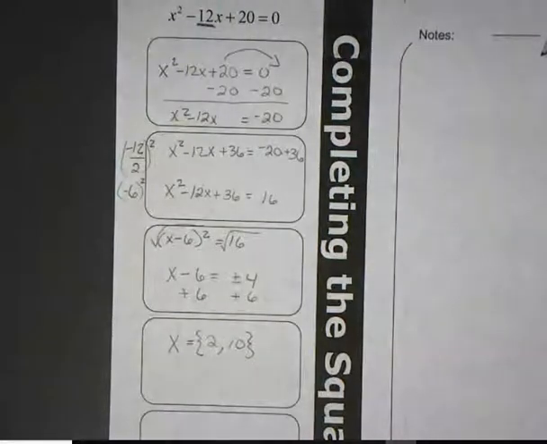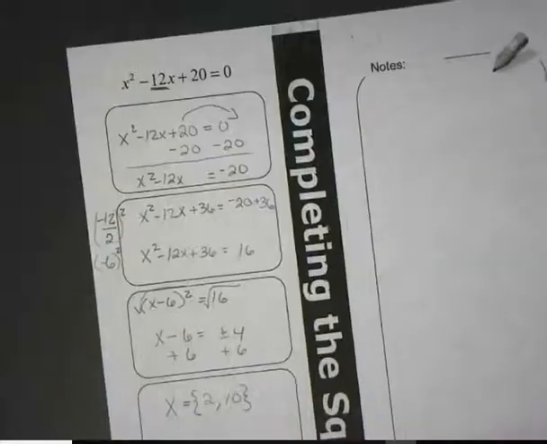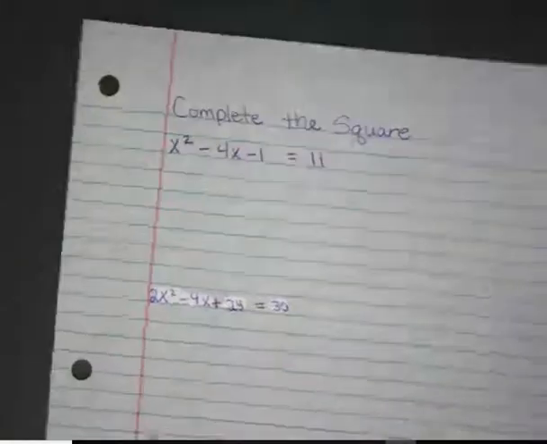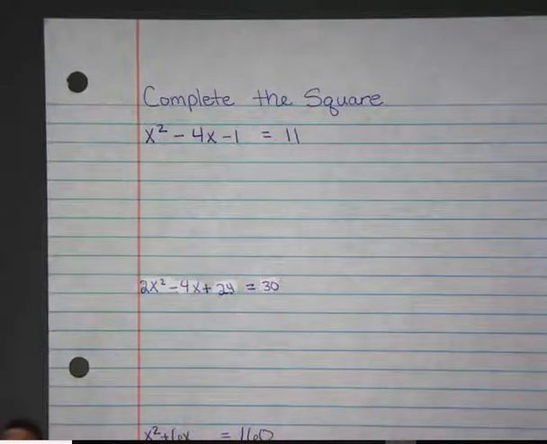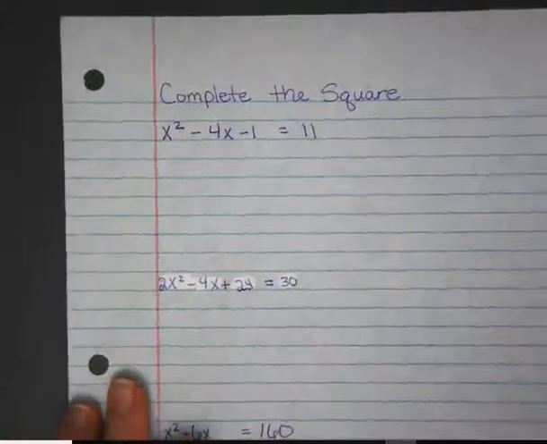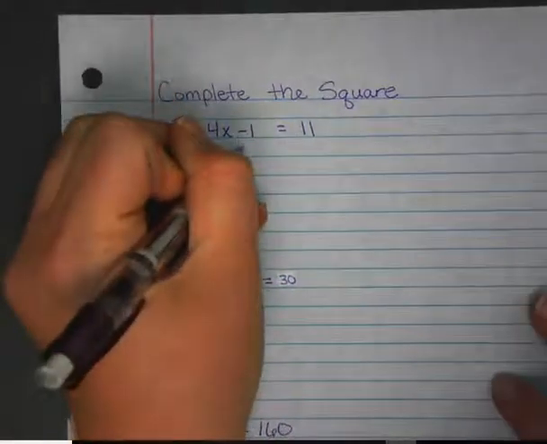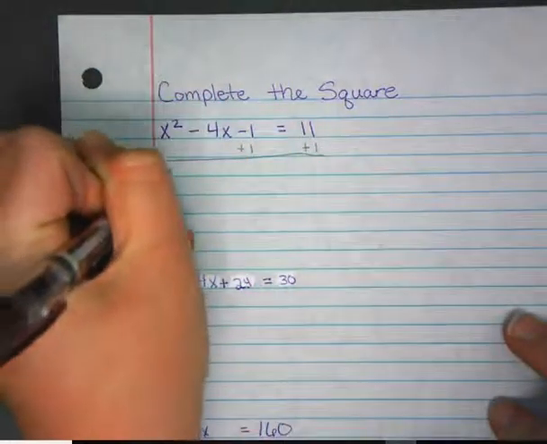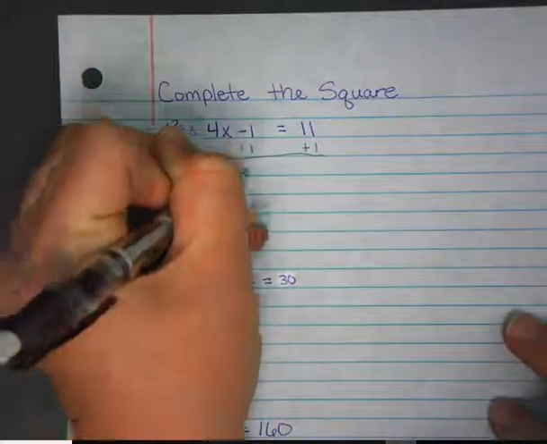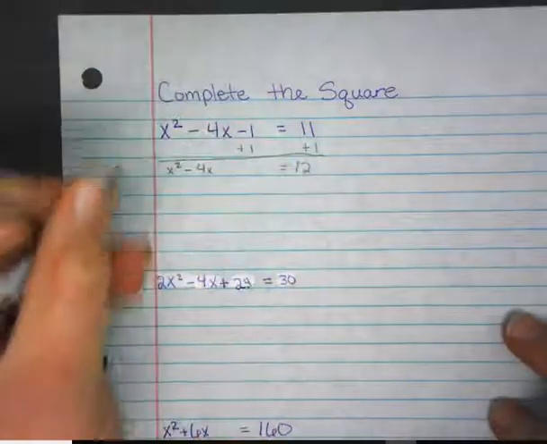So let's look at a couple more examples. Those were the notes we took in our class. Let's look at a few more examples. So the first example I have is x squared minus 4x minus 1 equals 11. So the first thing I'm going to do is I'm going to go ahead and add 1 to both sides. And that gives me x squared minus 4x equals 12.